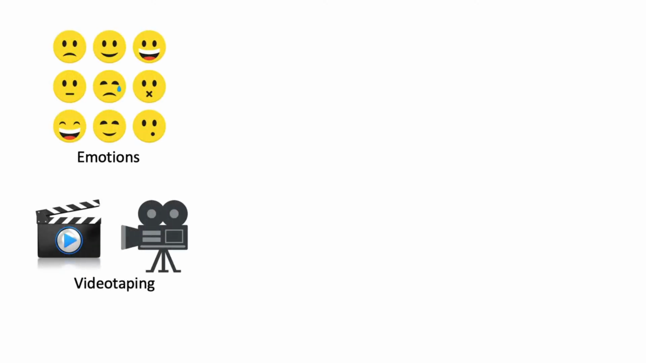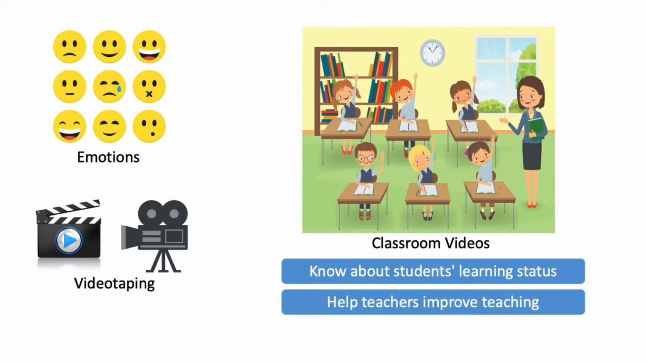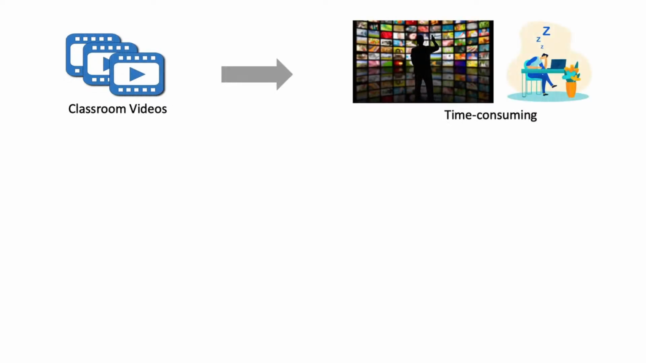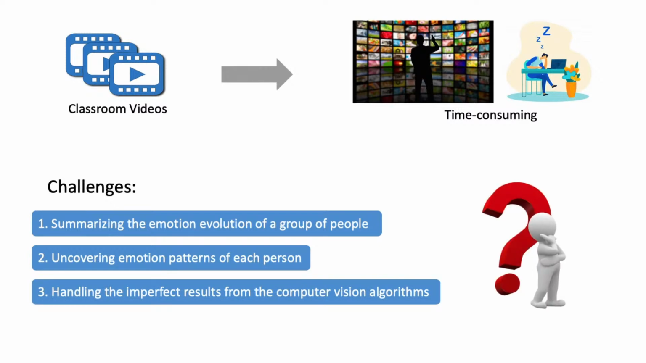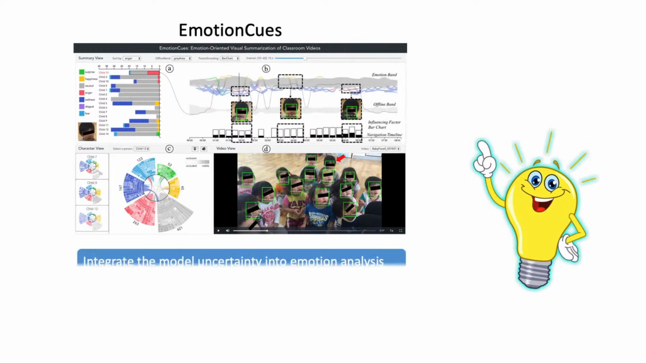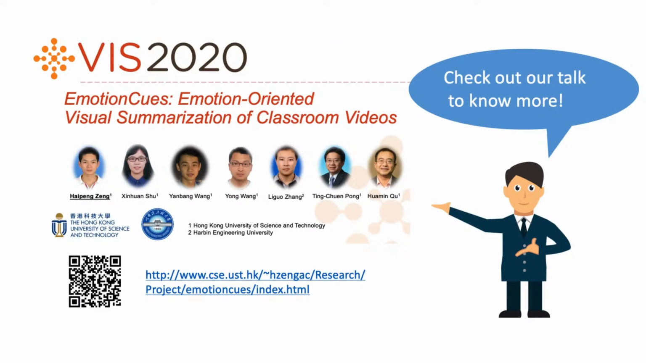Exploring the emotions of students in classroom videos can help both teachers and parents know about students' learning status and further help teachers improve teaching. However, it is a non-trivial task to analyze the emotion evolution of a group of people from classroom videos due to 3 major challenges. We propose a visualization system which integrates the model uncertainty and supports both collective and individual emotion analysis.